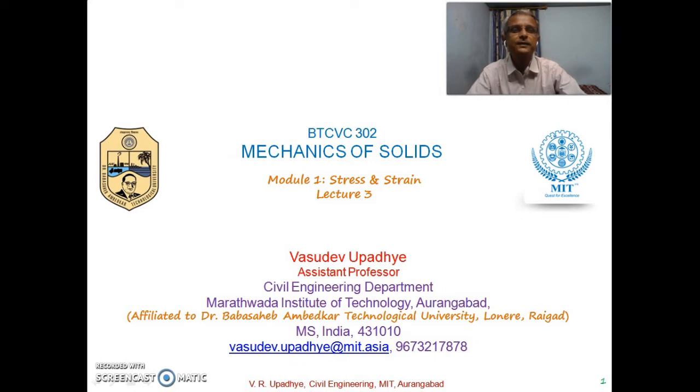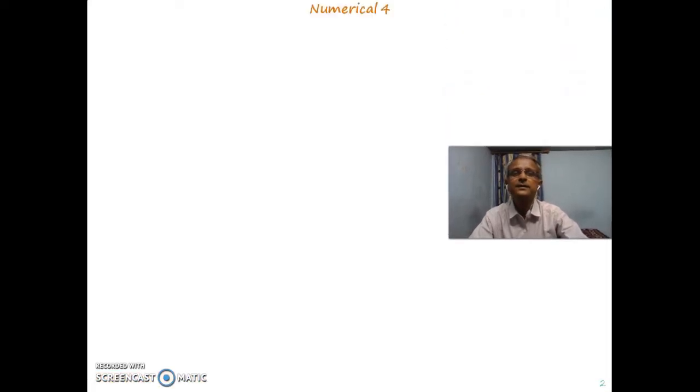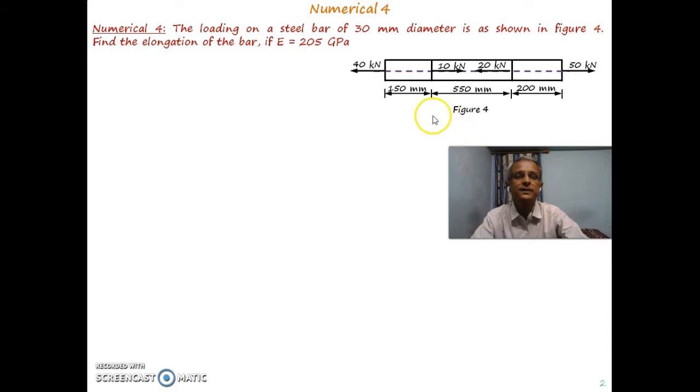What we discussed in the last lecture was a numerical, and the data for that was something like this: the loading on a steel bar of 30 mm diameter as shown in the figure, and find the elongation of the bar if Young's modulus is 205 gigapascal. That figure was given.